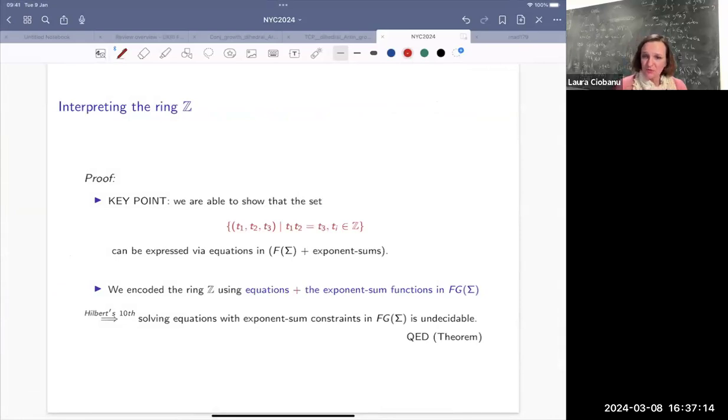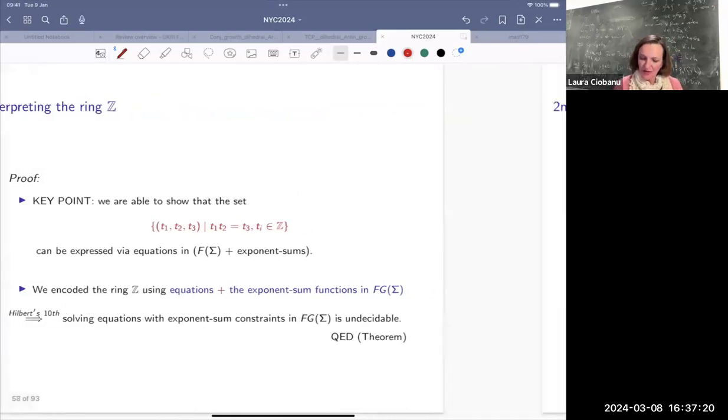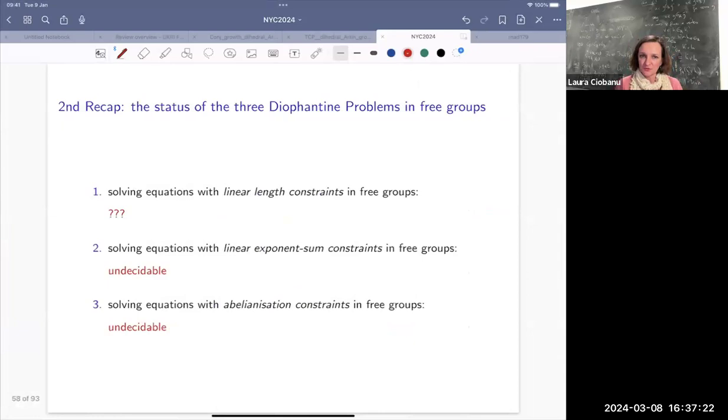So this was the beginning about free groups. And yeah, I thought somehow this would go faster, but how do we move on to other groups? Well, first of all, my second recap, still staying with free groups, is that problems 2 and 3 are undecidable. And because they're undecidable, we don't know about problem 1. So the length constraints is this famous problem for free monoids.